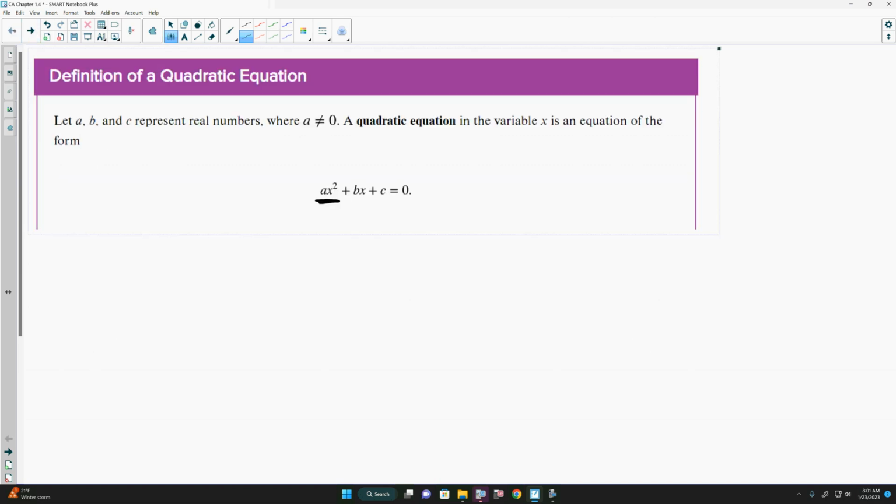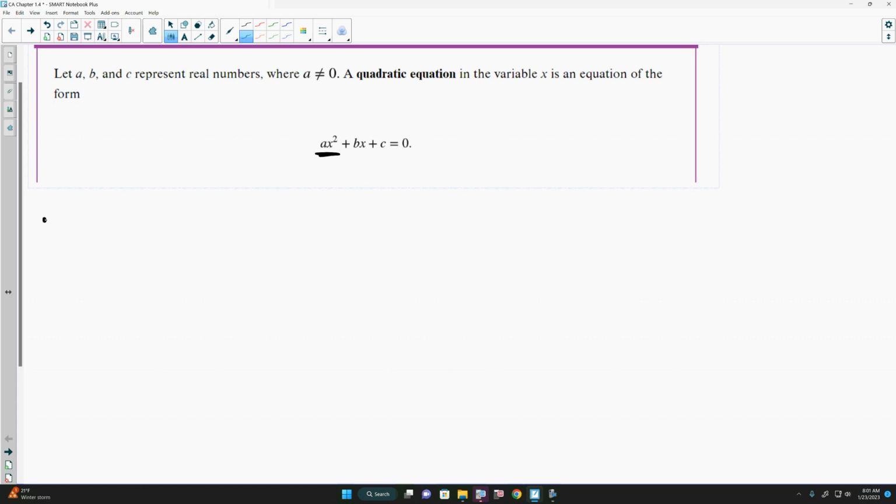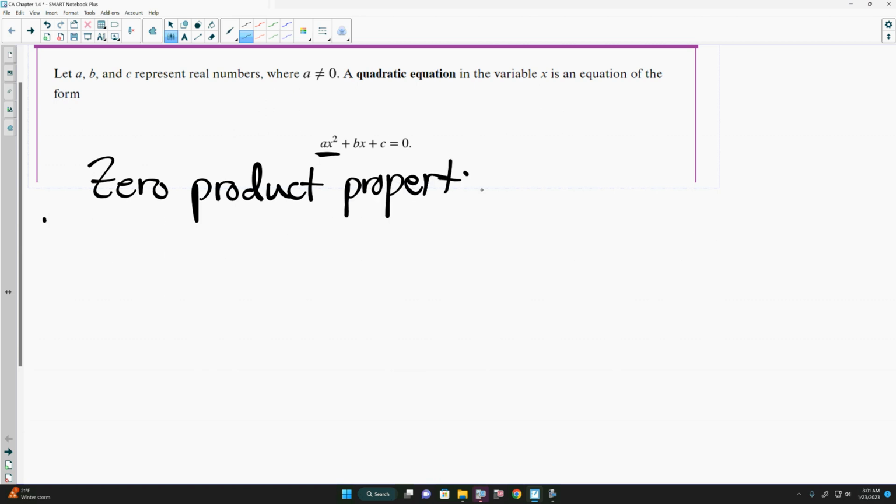Now there's different ways to solve these. One of the first ones is the zero product property. We've used it before. Y'all know this, and it's pretty straightforward. If we have 2 or more things multiplied together and equal 0, well, how's the only way we can multiply 2 things and get 0? If one of them is 0.